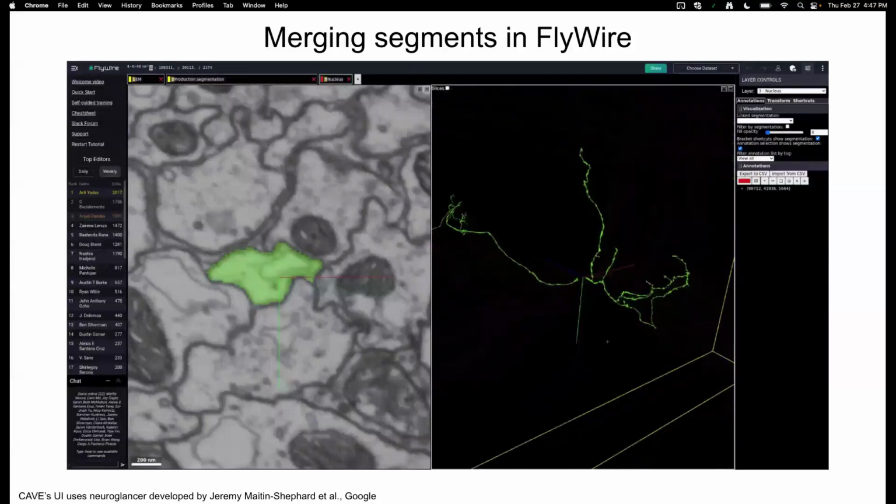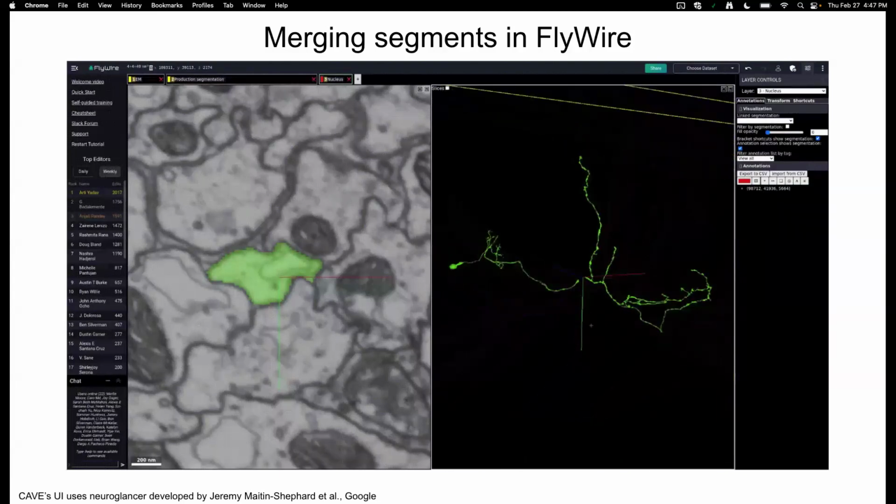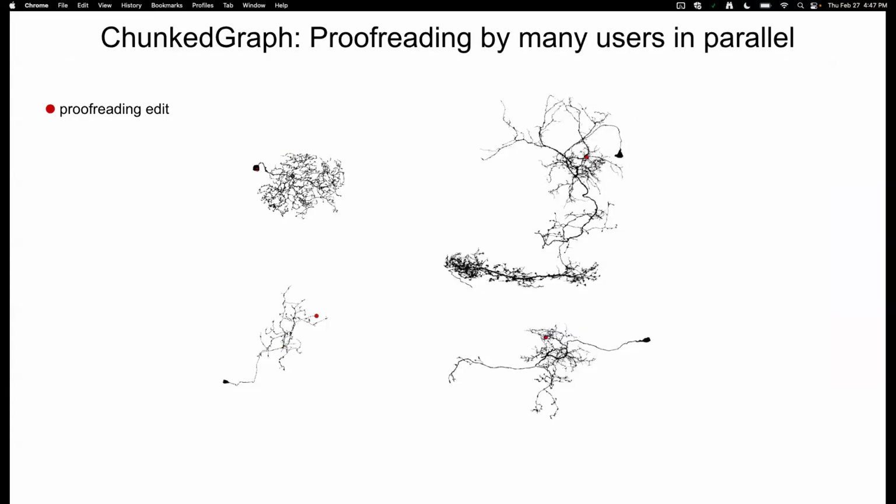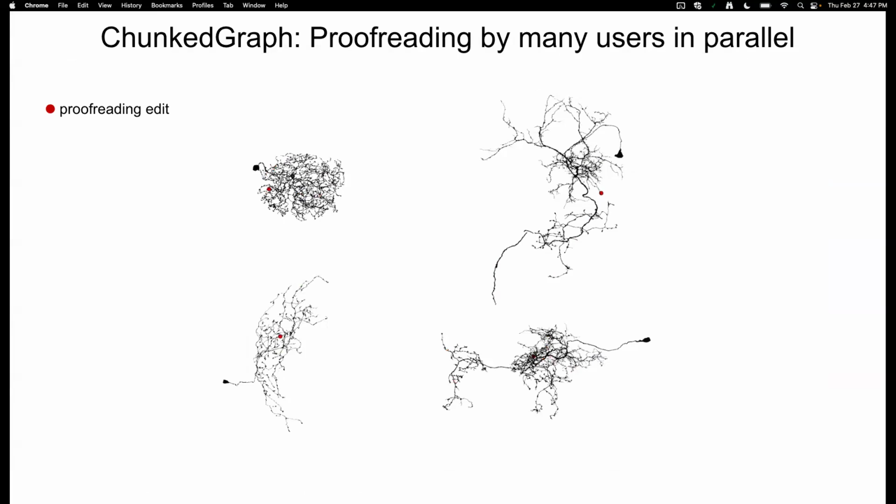And critically, everybody who comes along and clicks on this neuron, they will see this new version of the data because we all work on the same backend structure. So this implementation now allows a large group of people to proofread in parallel. And here I'm just showing you 4 neurons that were proofread over time in this fly data set.